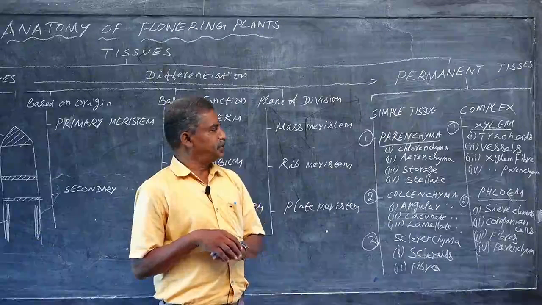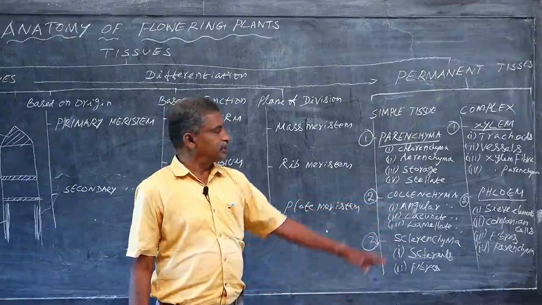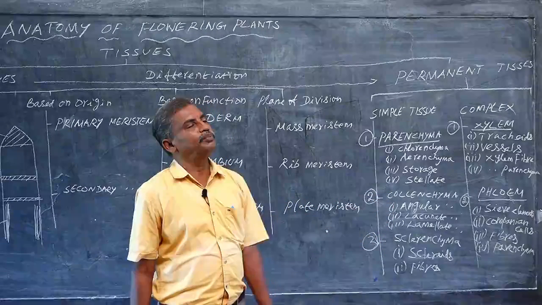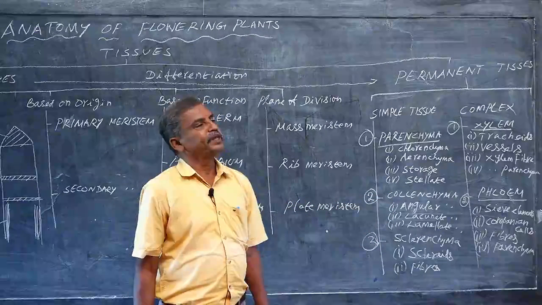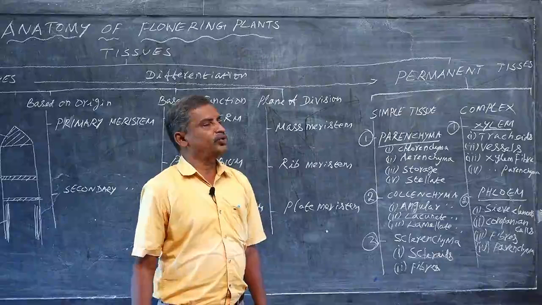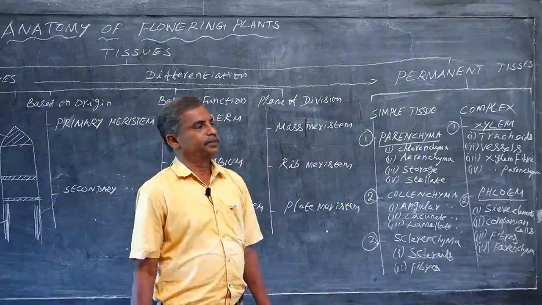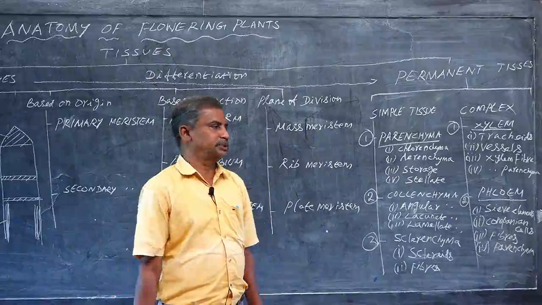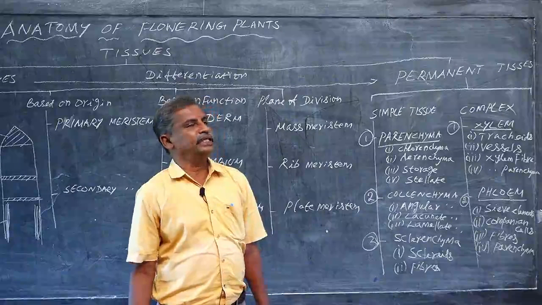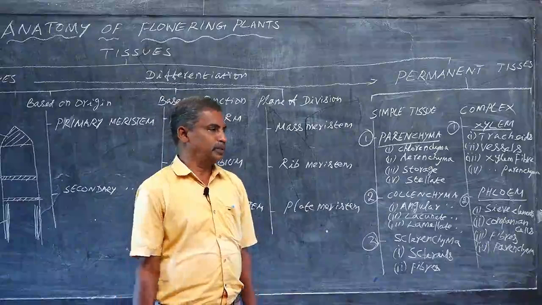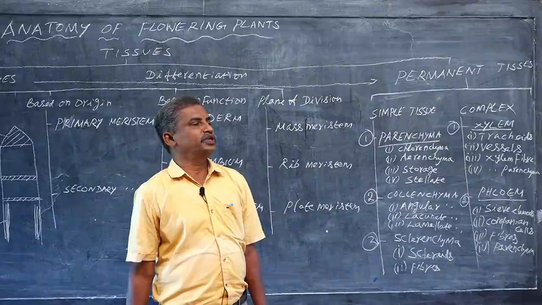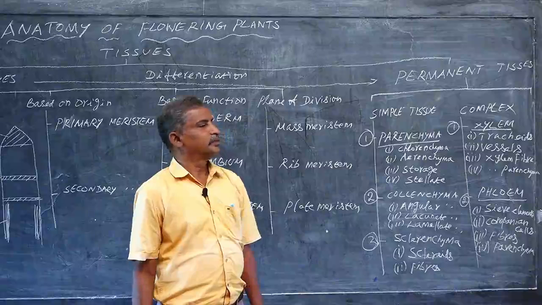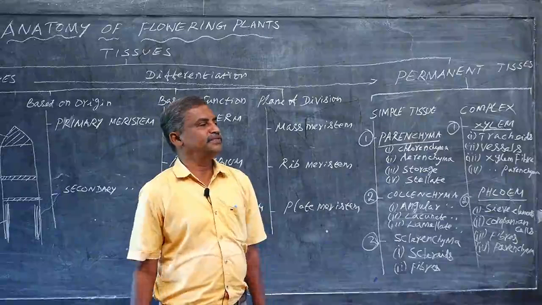There are four types of tissues present in phloem. One is sieve elements, the other is companion cells, the third is fibers, and the fourth is parenchyma. Sieve elements have two types of cells: sieve cell and sieve tube. Sieve tubes are found only in angiosperms and are the major food conducting element in angiosperms. Sieve cells are the food conducting element in pteridophytes and gymnosperms.